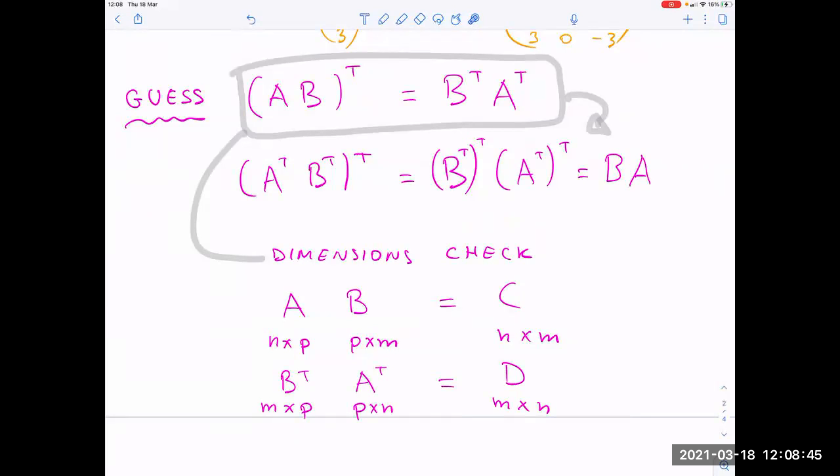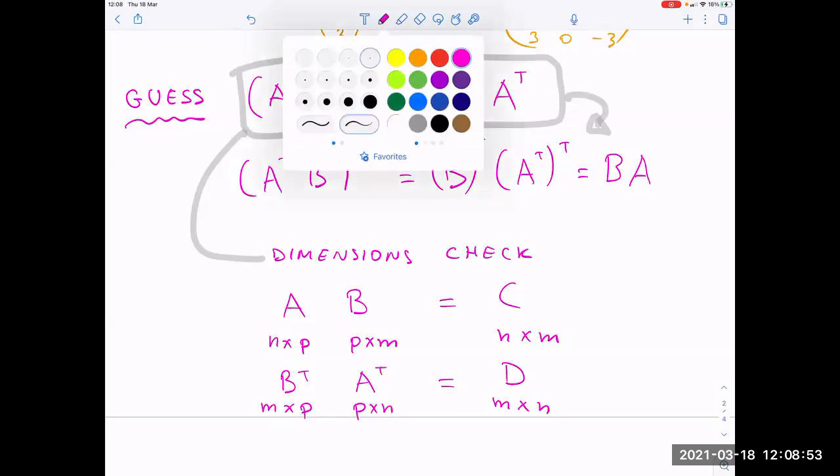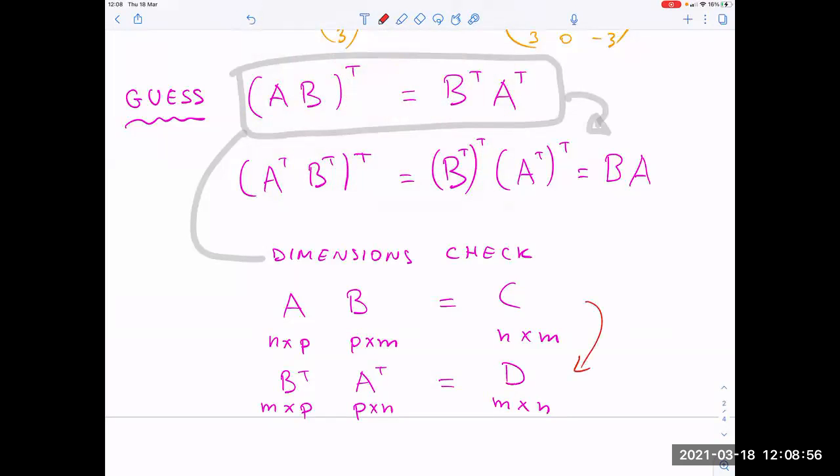So, of course, these two cannot be equal because they have different sizes. But it is possible, and this is part of our guess, that I can go from one to the other by transposition because I exchange rows and columns. So the dimension check is okay. The formula in the gray box could be true because (AB) transpose has the same dimensions as B transpose A transpose.